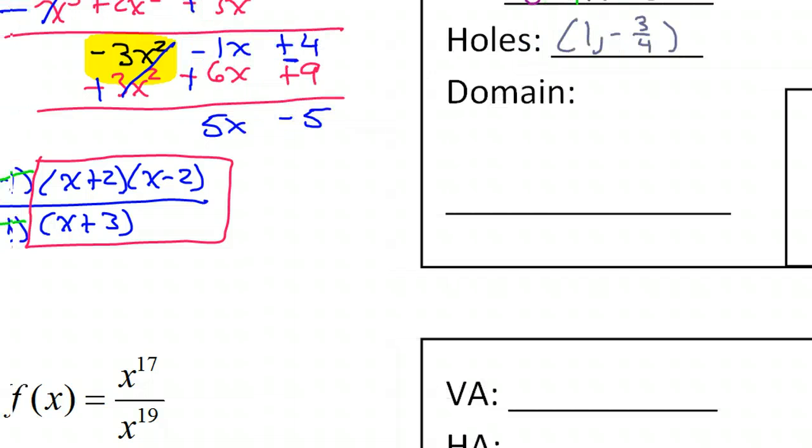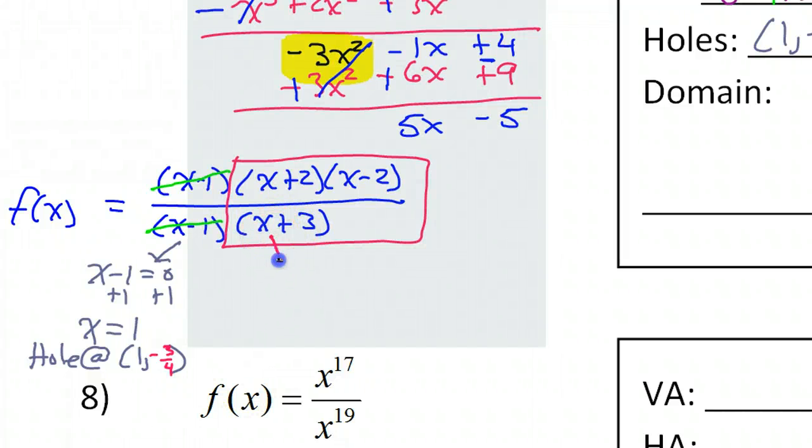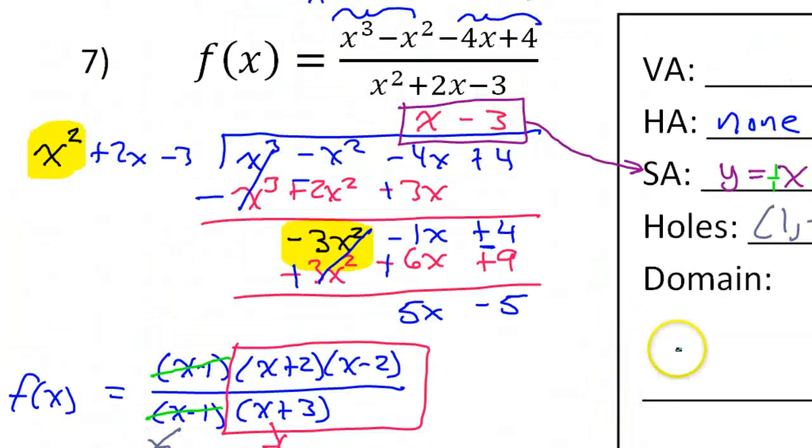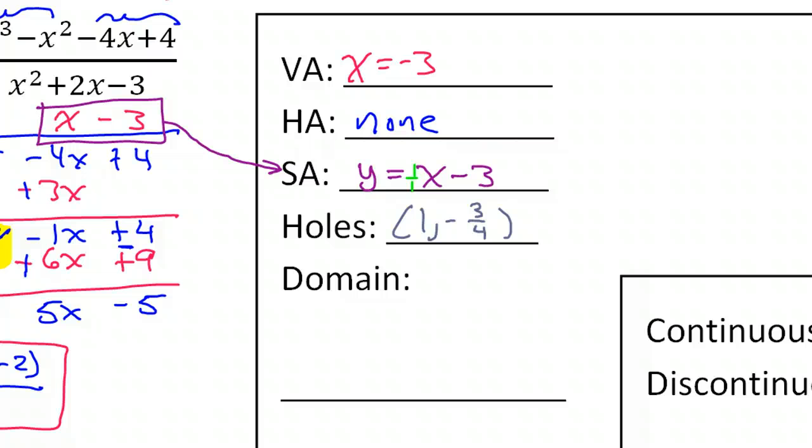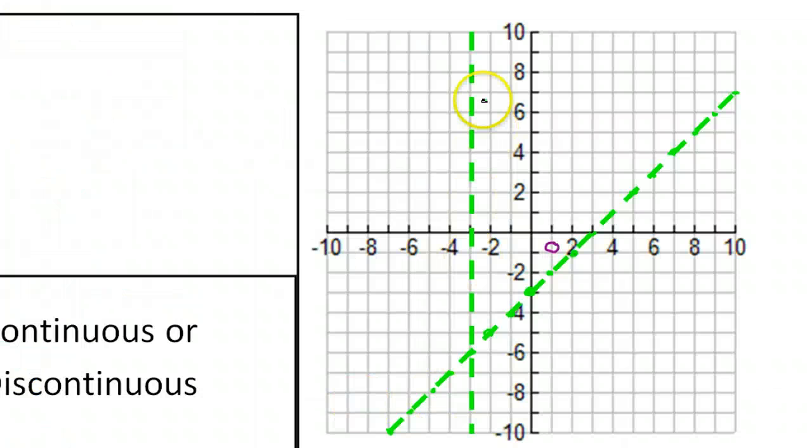Alright, so now let's take a look at the vertical asymptote that we get from the x plus 3 that didn't cancel out. So if I set that equal to 0, that gives me x equals negative 3. Okay, and that will be a vertical asymptote. Alright, so I already graphed the slant asymptote here. So now let me graph the vertical asymptote and the hole. Alright, so there's my vertical asymptote at negative 3, and there's the hole at 1, comma, negative 3/4.